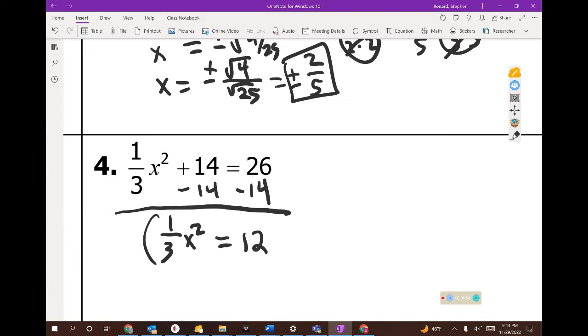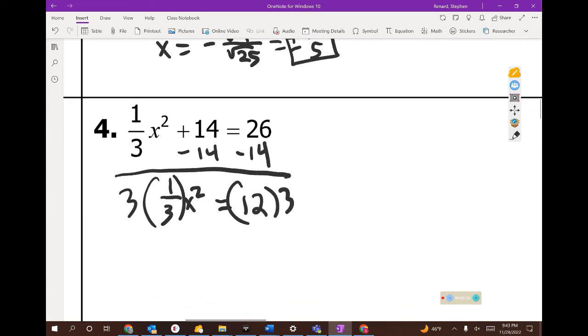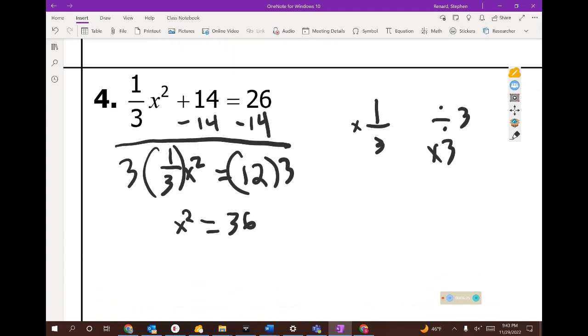So what we're going to do now is multiply both sides by 3. Because multiplying by 1/3 is the same thing as dividing by 3. So the way we get rid of either one is we multiply by 3. 3 times 1/3 is 1. 1 times x squared is x squared. 12 times 3 is 36. So we're going to take the square root of both sides.